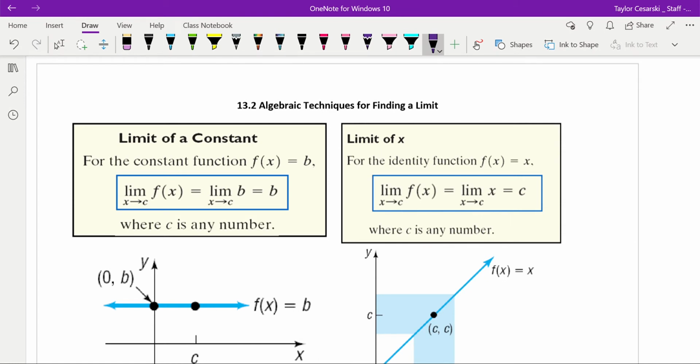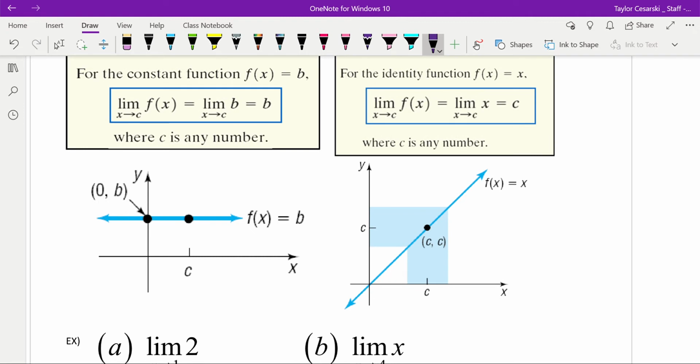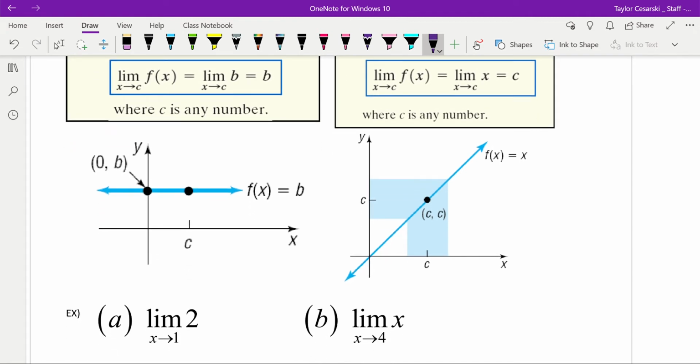So the limit of a constant and the limit of x. A constant, again, is just a horizontal line. Well, the limit of that is always going to be the constant. It's always going to be that value. The limit of x is going to be whatever you're taking the limit of. So if it's c, that limit's going to be c, okay? Because wherever you're at on the x-axis is going to be wherever you're at on the y-axis. So we're going to start with those basic ones, and then we'll move our way up.